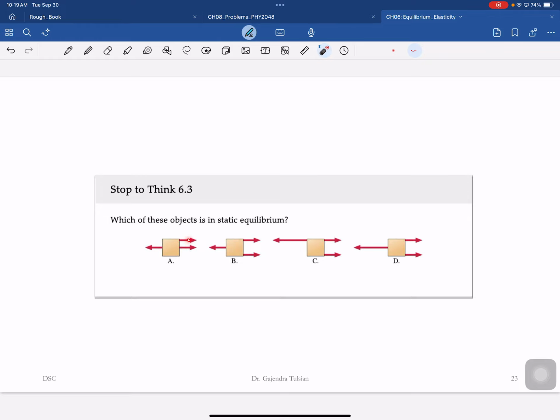All these forces are equal, these forces are equal. This force is twice that force, so the sum of the forces is 0 here. The sum of the forces here is 0. This here, there's a net force in that direction. Here, there's a net force in this direction. So these two won't be at rest. Between these two, which one will be at rest?